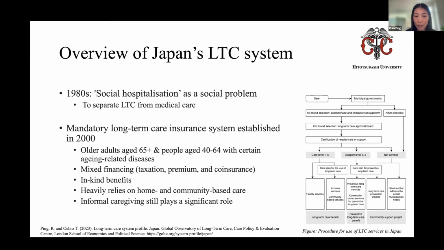Just for your information, we already provide a comprehensive long-term care system profile in Japan on the platform for further details of the system.